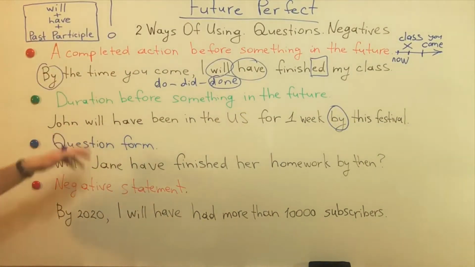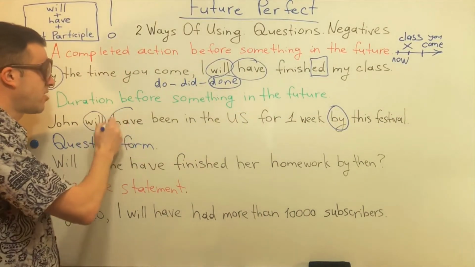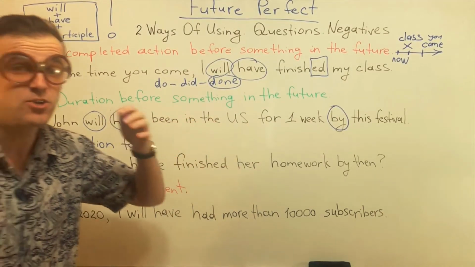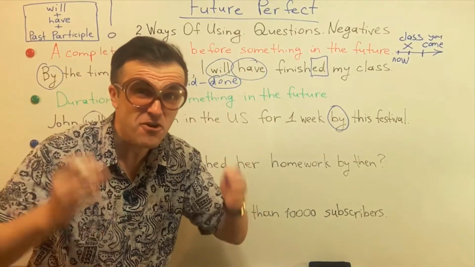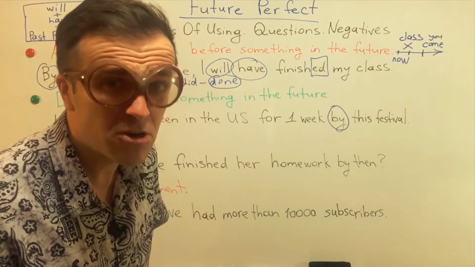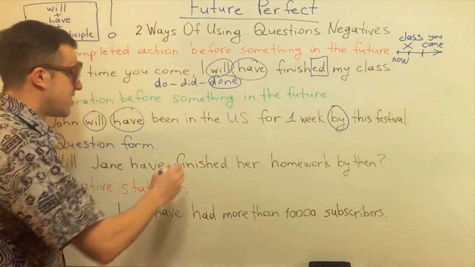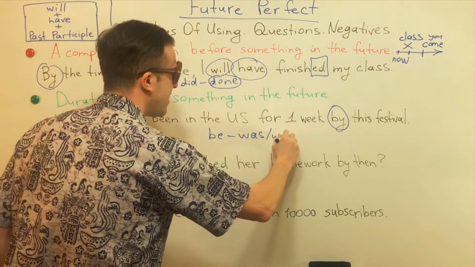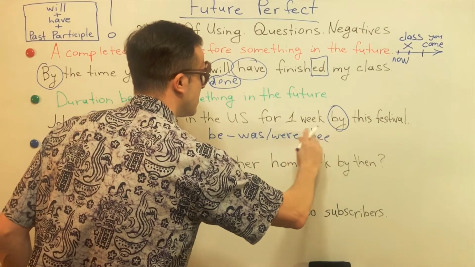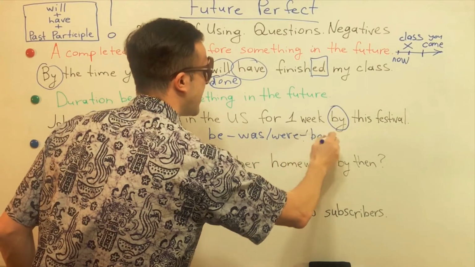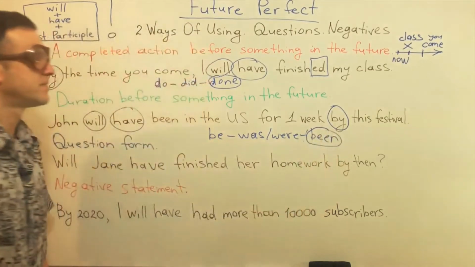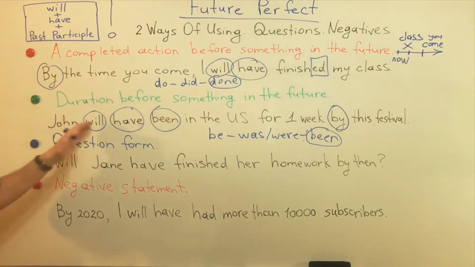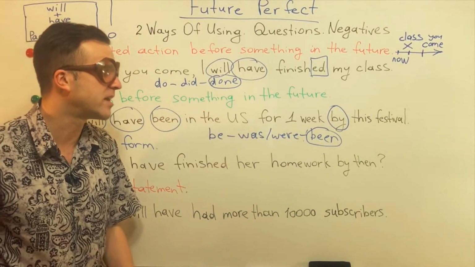So don't forget about will, don't forget about have, and don't forget about be, was, were, been. You have to know the table of irregular verbs. Do you remember the table? So be, was, were, been. We are interested in this form, been. So John will have been in the US for 1 week by the festival.